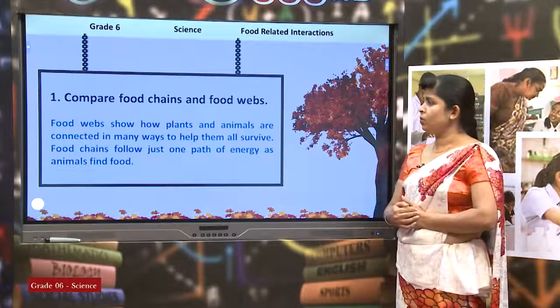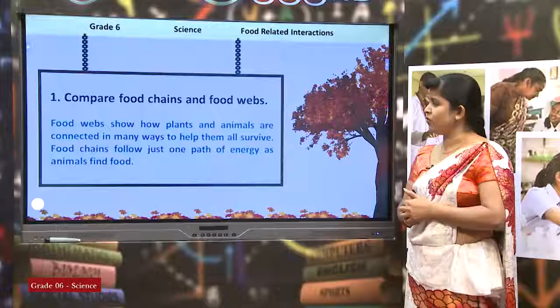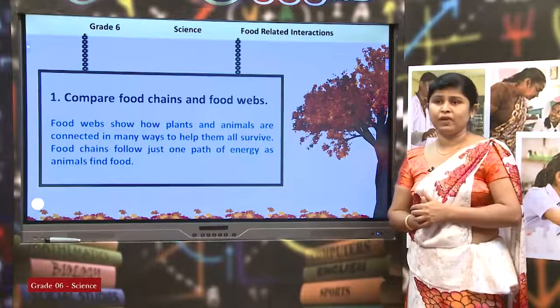Food webs show how plants and animals are connected in many ways to help them all survive. I think you can understand simple English. They are connected in different ways, in many ways, to help them all survive. But food chains follow just one path of energy as animals find food. Food chains show one path of energy as the animals find the food.